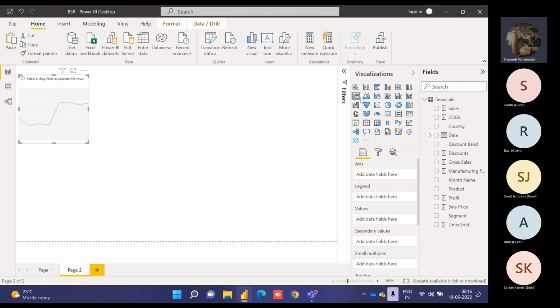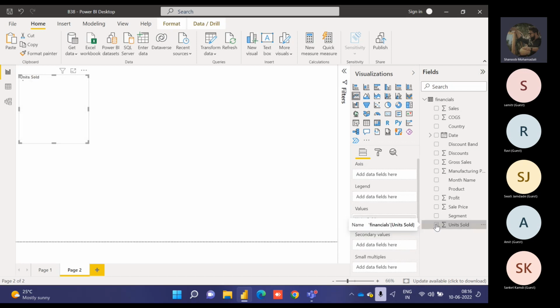Now the next three charts that we are going to discuss are all related to trends. Mostly, like 70 to 80% of the time, we use a date dimension in this visualization. While using the date dimension, we have to take care of a lot of things. Let's say I need to analyze the total of units sold by date.